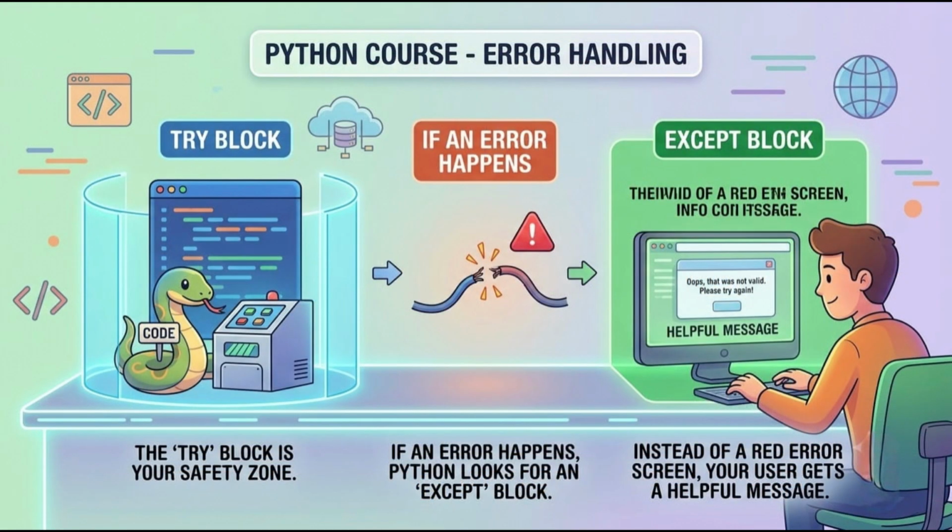The try block is your safety zone. You put the code you're worried about inside it. If an error happens, Python looks for an except block. Instead of a red error screen, your user gets a helpful message.